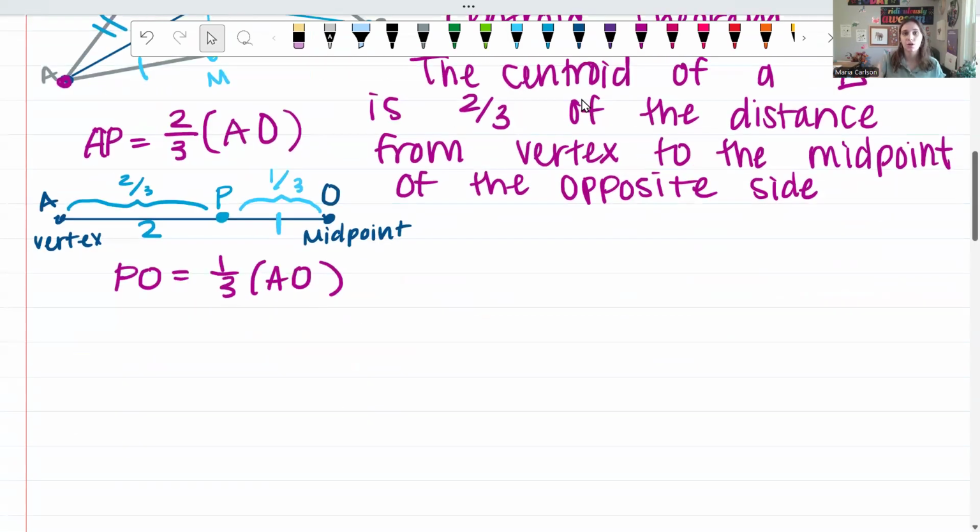Now, let's also talk about altitudes, because your triangle can have altitudes. So what is the altitude of a triangle?